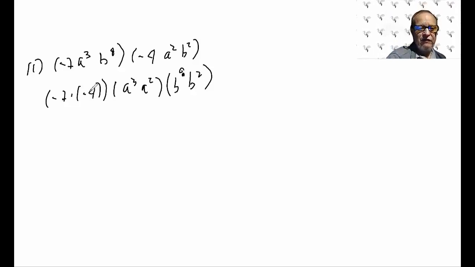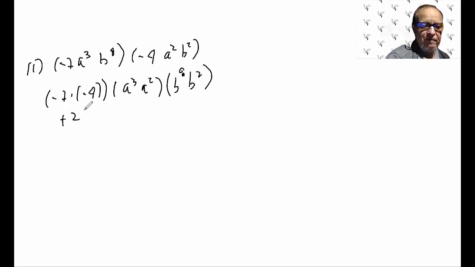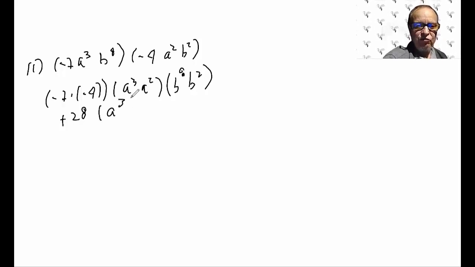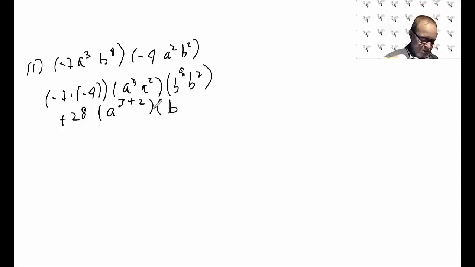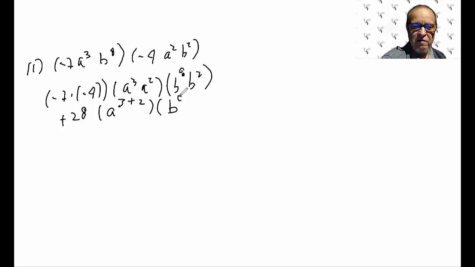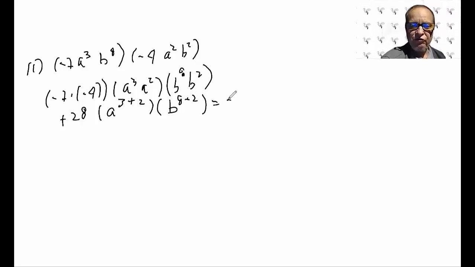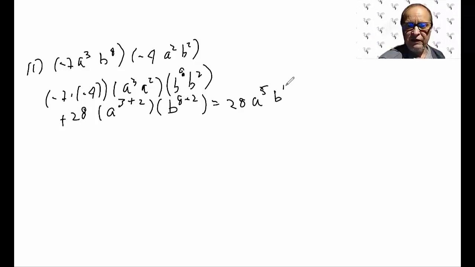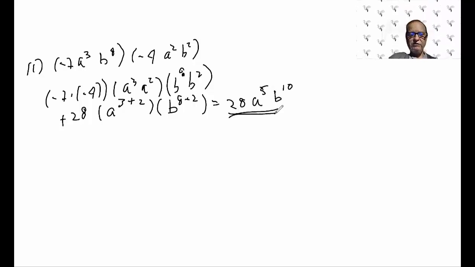And I find -7 times -4 is positive 28. And then I use my product rule here where I have a, 3 plus 2, and then my product rule here for b, where I have 8 plus 2. So I finally get 28 a, 3 plus 2 is 5. And then b, 8 plus 2 is 10. And that's my final answer.